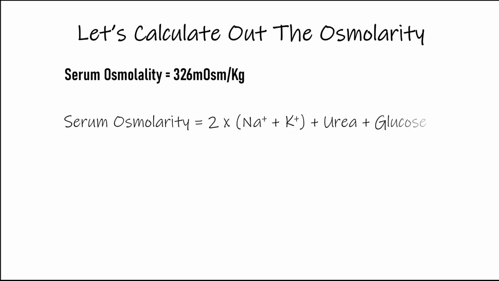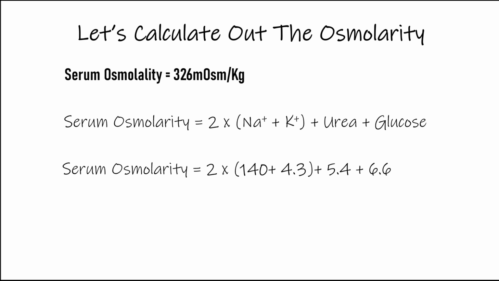The serum osmolarity is twice the sodium plus the potassium, plus the urea plus the glucose. And in this case, that's 140 plus 4.3 multiplied by 2. Remember, all the anions equals all the cations. You just double the cations. Plus 5.4, that's the urea in millimoles per litre, and 6.6, that's the glucose in millimoles per litre. If you use milligrams per deciliter, you'll need to do a different calculation. And if you do this calculation, the serum osmolarity is 300 milliosmoles per litre.